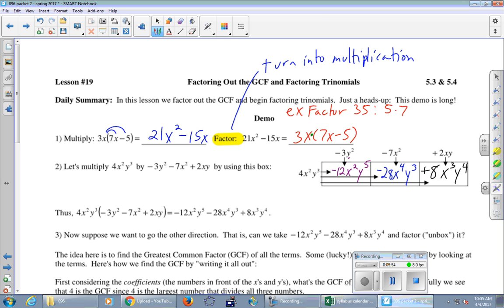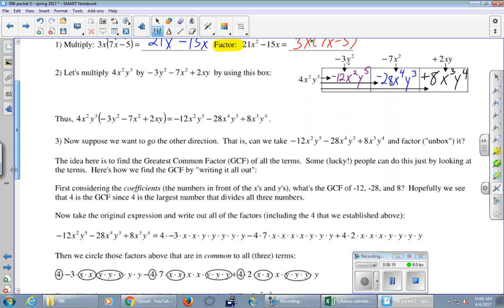Okay, so what have we just discovered? We've discovered that if you multiply 4x squared by all that stuff, by distributing, which is exactly what the box did for us, you get the things in the box. 3 terms all written down with minus signs and plus signs, okay? So that's the review of the box from last time. Now we're going to go in the harder direction.